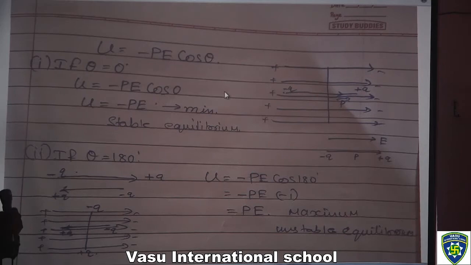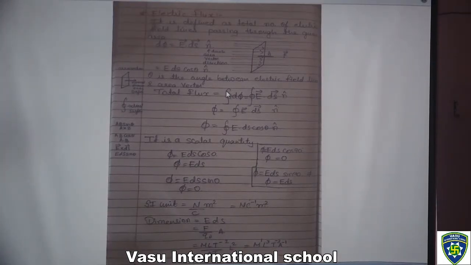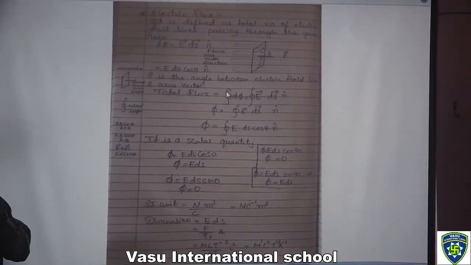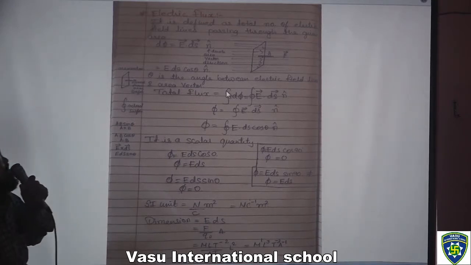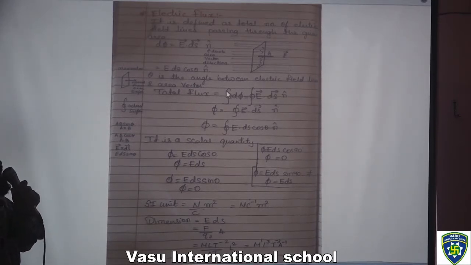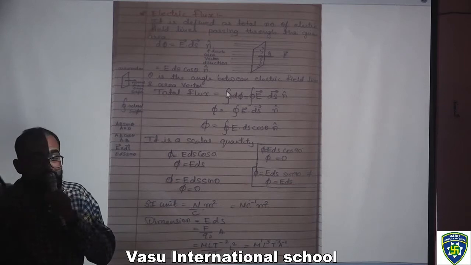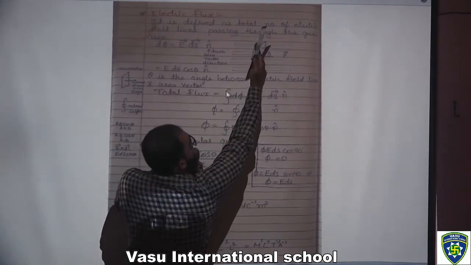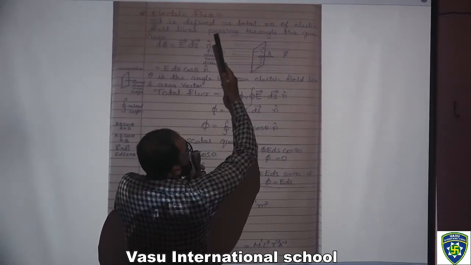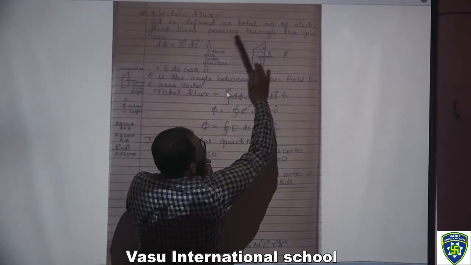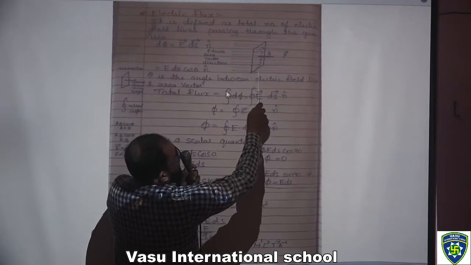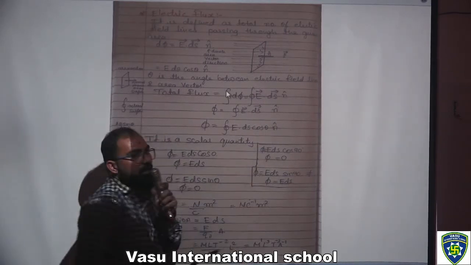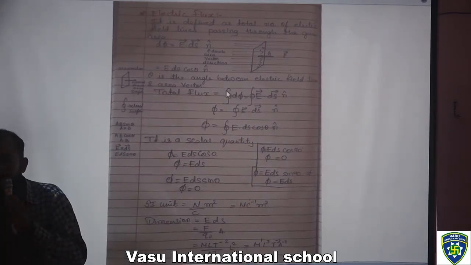Now the next topic is electric flux. What is electric flux? Electric flux is defined as the total number of electric field lines passing through an area. The plate shown here is not like this, it will be like this, and electric field lines are passing through it. So the number of electric field lines passing through that area is nothing but the electric flux.